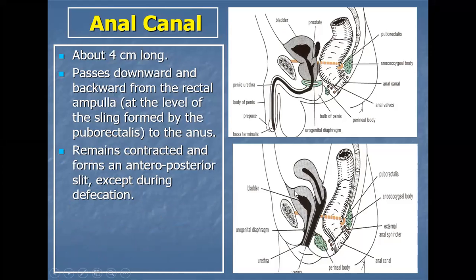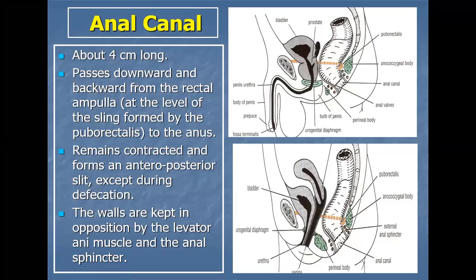As I said, this ring, the puborectalis, comes from the pubis and goes back to the pubis, so it is pulling the rectum, or the anal canal, forward. It forms a sphincter, and it remains always contracted, closed, except during defecation. This is very important, because if this ring is damaged, it leads to uncontrolled passage of feces. The walls are kept in position by the levator muscle and the anal sphincter, which also help in closing the wall of the anal canal.